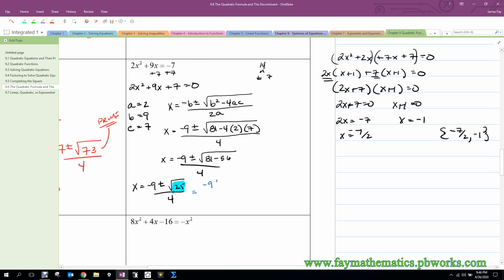It's going to go to -9 plus or minus, so square root of 25 is 5, all over 4 then. So that gives me two things, -9 plus 5 over 4, -9 minus 5 over 4. So -9 plus 5 gives me -4 over 4, which gives me my -1. -9 minus 5 gives me -14 over 4. They both have a 2 in it, so it reduces to -7 halves. And there again, you get your -7 halves, -1.